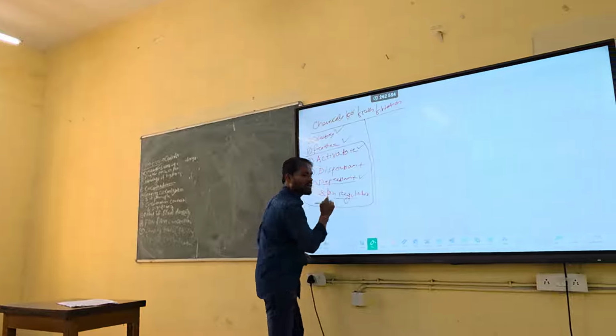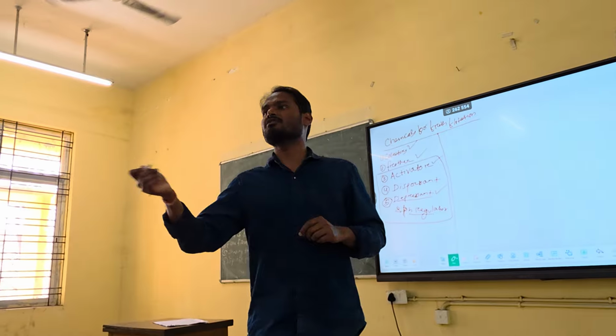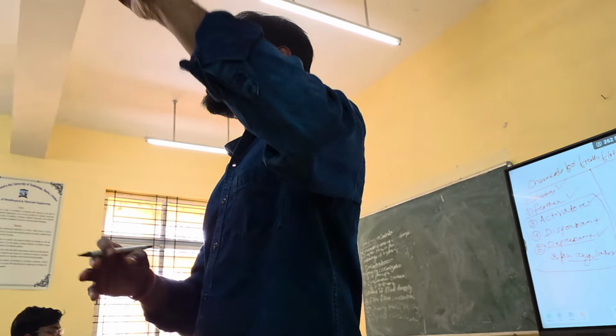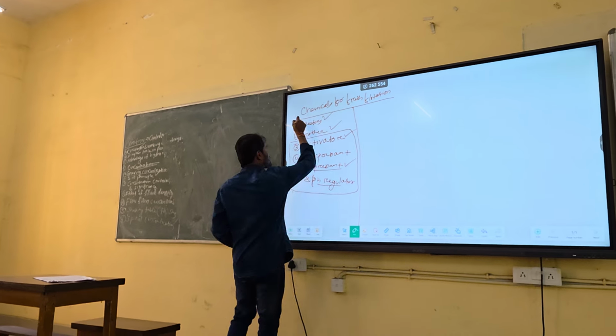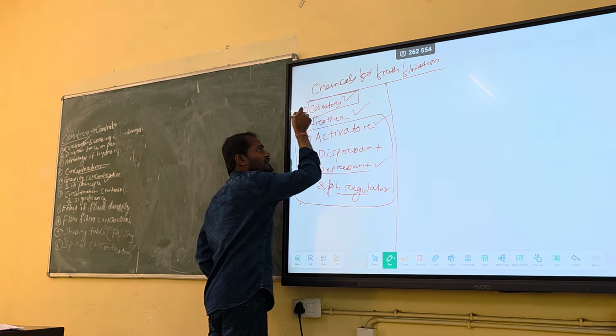Similarly, pH regulator. A pH regulator means it will change the pH of the slurry. It may be acidic or it may be alkaline. Actually, everything is affecting this one. Most of the things are affecting this one.